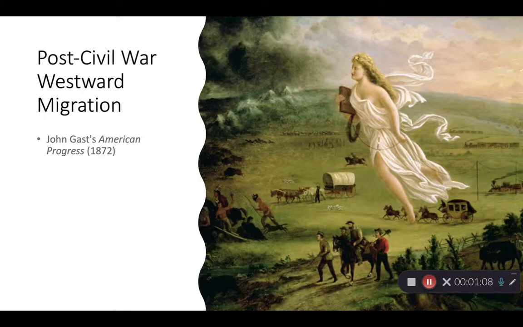You see her holding a telegraph wire in one hand and a school book in the other, and this is just to show what they plan on doing when they move out west. They're bringing these technological advances like the telegraph, and they also plan on educating the native peoples who live there and building schools. So this is showing the movement from the east to the west.